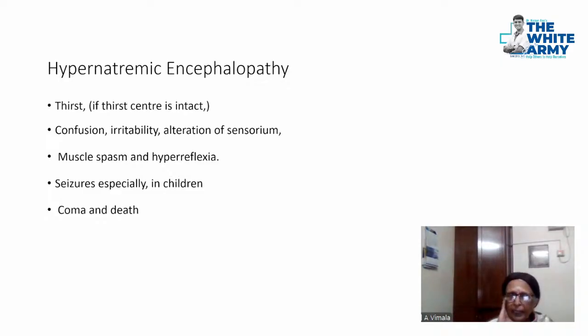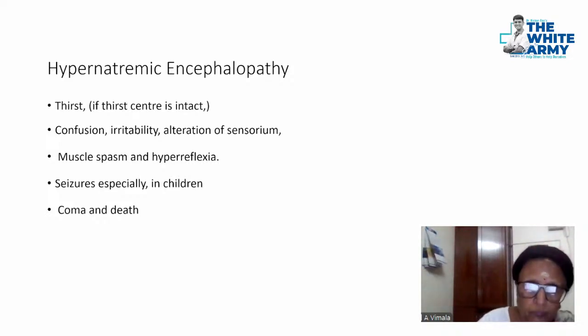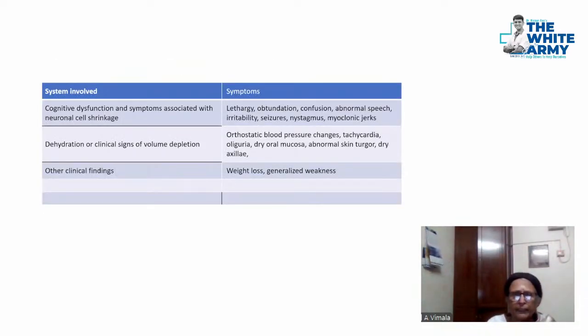So whenever you think a patient who was stable with a cerebrovascular accident or something in the hospital, and the patient worsens in neurological status, which cannot be accounted for by the vascular mechanisms, you should always exclude a metabolic cause. So hypernatremia is one important metabolic cause for worsening of neurological status. Depending on the system that is involved, the symptoms also develop. Cognitive dysfunction and symptoms associated with neuronal cell shrinkage. We earlier said whenever there is a hyperosmolality, the ultimate effect is cell dehydration.